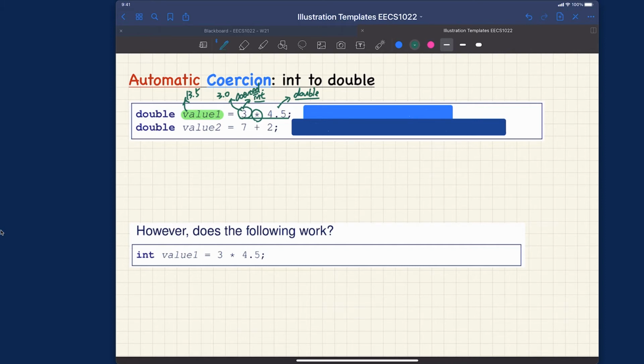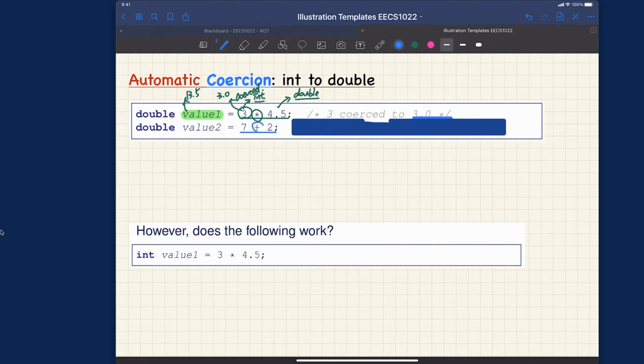Let's see the second one. You can simply reveal this, and you will see that 3 is coerced into 3.0, exactly what I just illustrated, in order to do the multiplication. So what about the second one? Over here, we've got addition. You can see we've got 7 plus 2 as the source of the assignment.